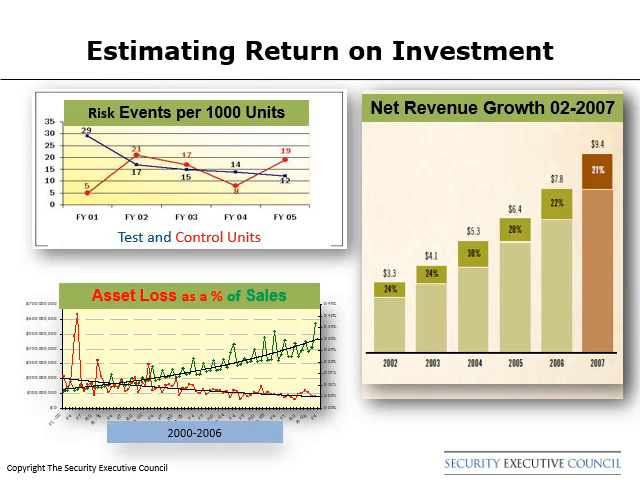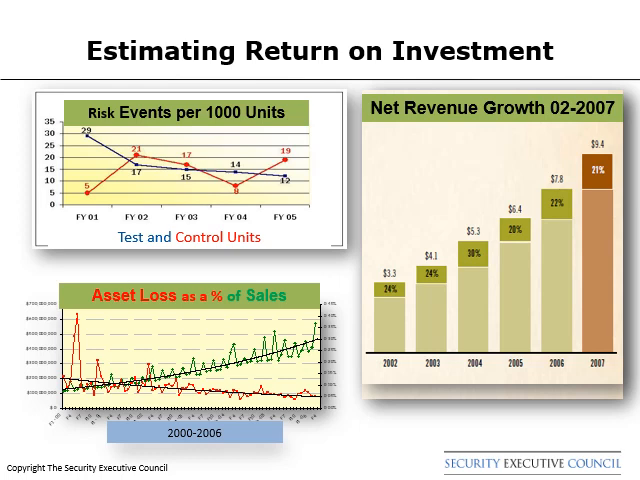Estimating return on investment requires calculation of multiple values year over year. The three charts depicted here for an anonymous retailer, beginning with the top left, depict test store risk reductions in blue from 29 to 12 incidents per thousand units, 2001 through 2005. Control units depicted in red appear to be experiencing an increase from 5 to 19 events per thousand units.